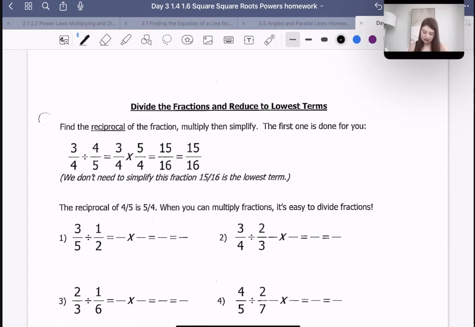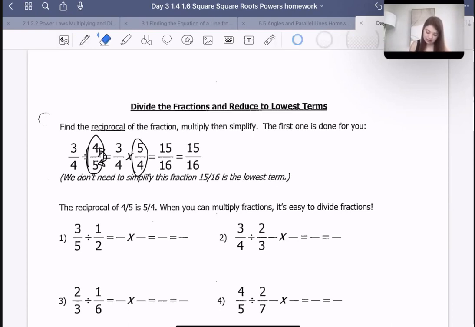It says 3 over 4 divided by 4 over 5 is equal to what? Well, what they did is they took the second one and took the reciprocal. So what does that mean? They just switched these two numbers, right? They put the numerator in the denominator spot and the denominator in the numerator spot. So 4 over 5 became 5 over 4. So they just swapped the two numbers.